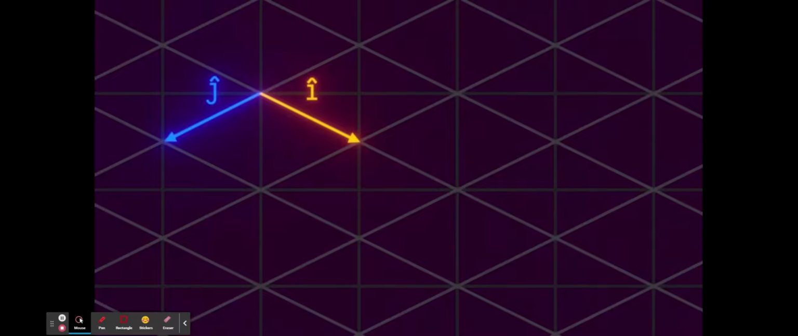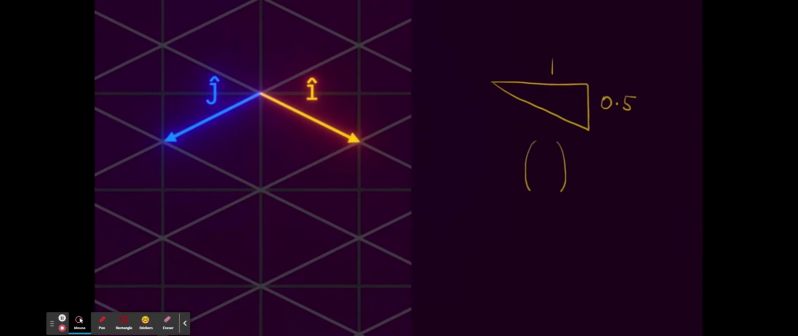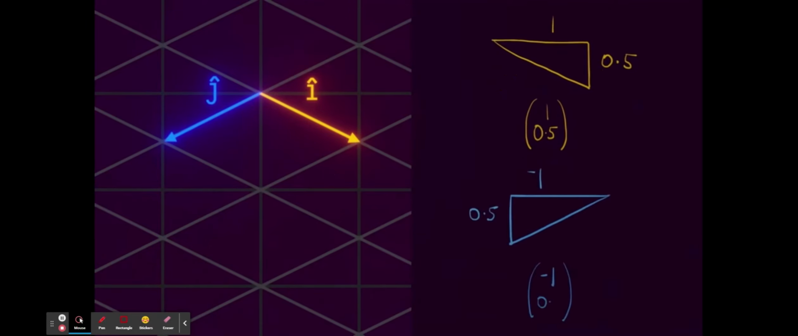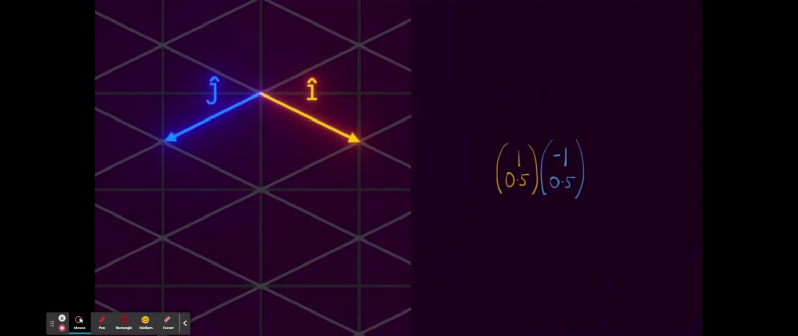To represent this distortion numerically, we now need to measure i against the original grid. i moves along the x-axis by a single tile just as before, but it now also moves down the y-axis by half a tile. So we can write that out as a 2D vector, or 2 numbers. Following the same process for j, we see that it moves in the negative x direction by 1 tile, and down by half. Now these 4 numbers are everything we need to describe this transformation of our grid.